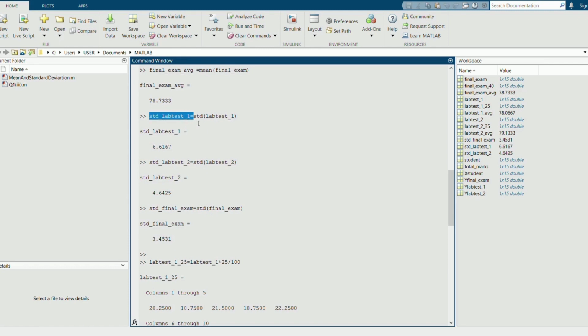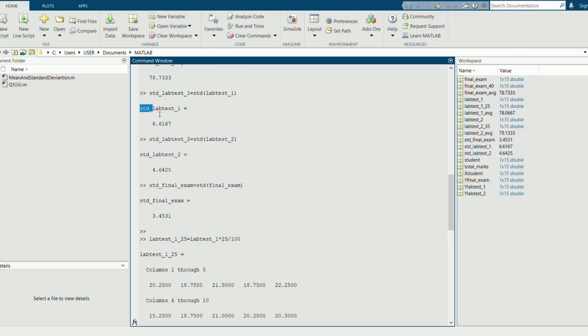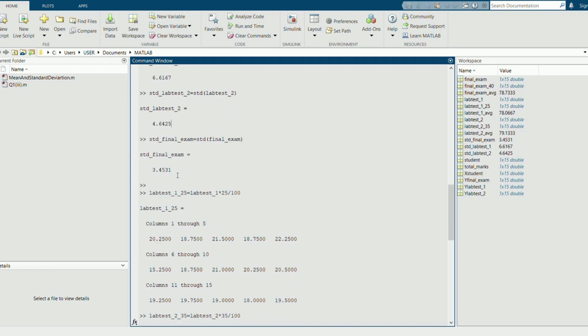For the standard deviation, I declare standard deviation lab test 1, and we calculate the standard deviation for lab test 1. For lab test 1, I get the value 6.6167. For lab test 2 it is 4.6425. The standard deviation for the final exam is 3.4531.